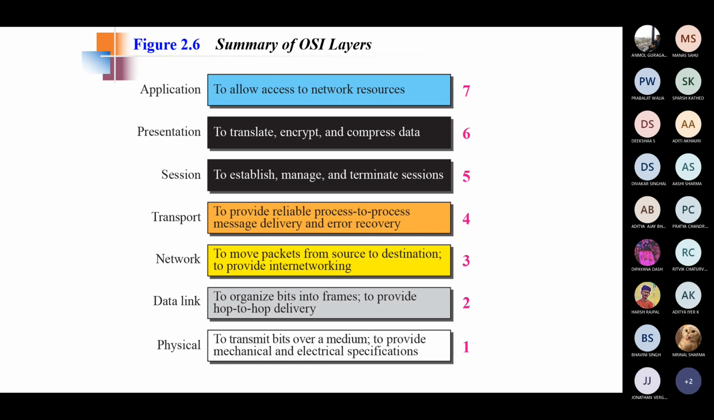And next, the third layer, network, moves packets from the source to the destination. And next, transport layer provides reliable process to process message delivery and error recovery. And the fifth layer, session layer, is to establish, manage and terminate sessions. So it will properly establish a connection, manage the connection and terminate the sessions there. And next, presentation is to translate, encrypt and compress the data. That is, data is properly presented to the destination through the presentation layer.